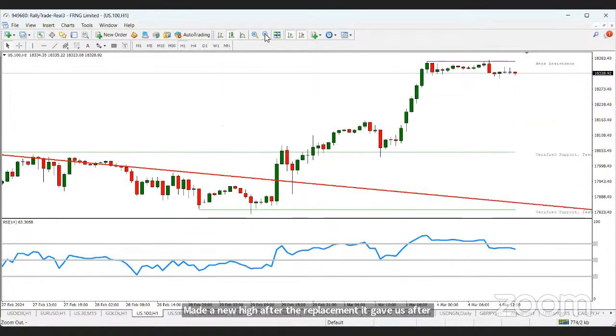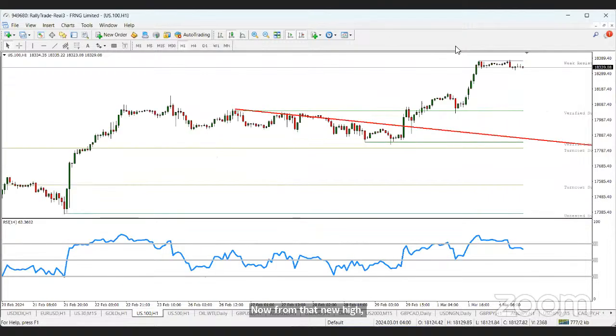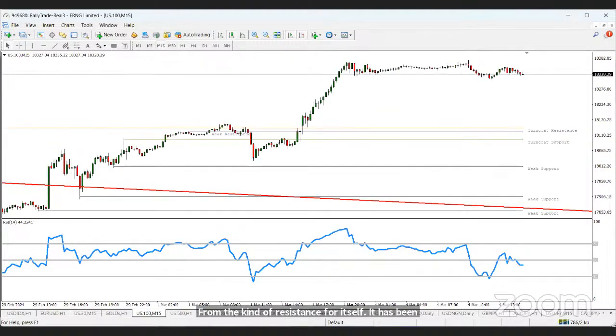Now, from that new high, US 100 has been ranging around this place here. It formed a kind of resistance for itself. You understand? It has been ranging. So, if we look at US 100, one of the ways we can trade it, first of all, is to use our moving average.